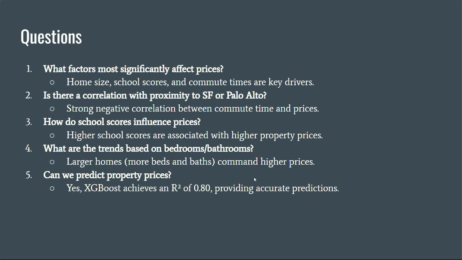So these were the questions. What factors most significantly affect prices? All these questions would be answered by the graphs. The home size, school scores, and commute times were the key drivers. Is there a correlation between proximity to SF or Palo Alto? There was a strong negative correlation between the commute time and the prices. There was also a correlation with Palo Alto, which was the second highest, to influence property prices.